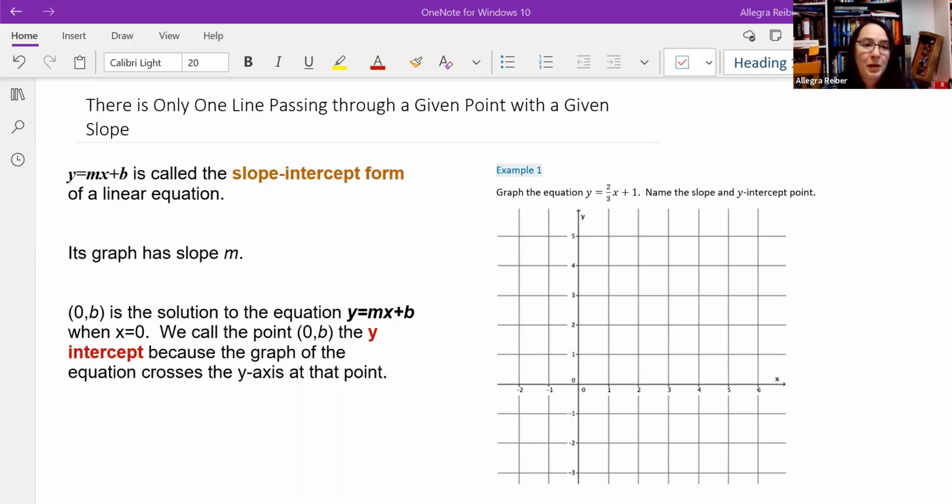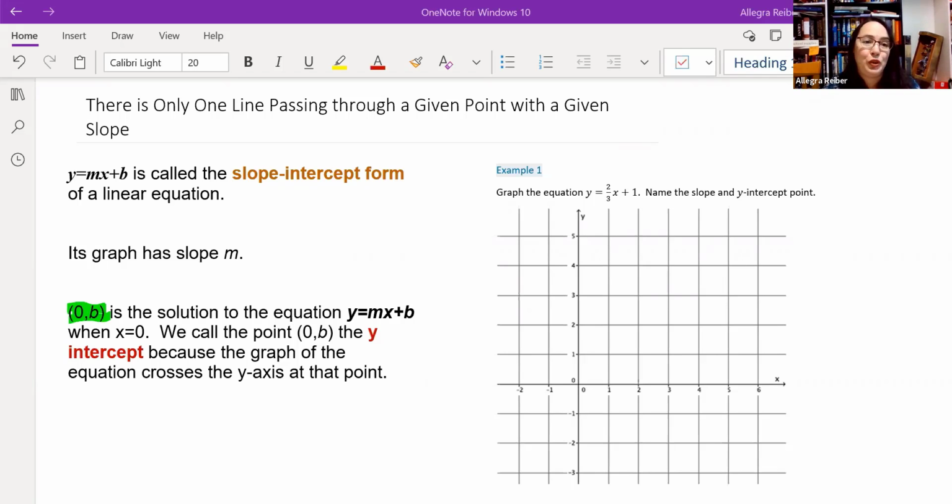It gets its name because we learned last time that this number m in front of the x indicates the slope of the line. And we did that by finding the change in y divided by change in x in various examples. So that's the first thing to keep in mind here. The second is that we're going to have a name for the point (0, b).